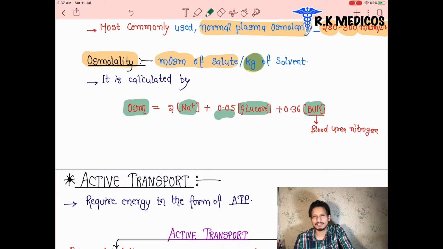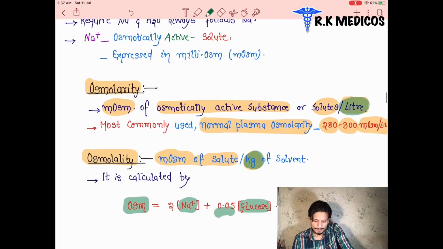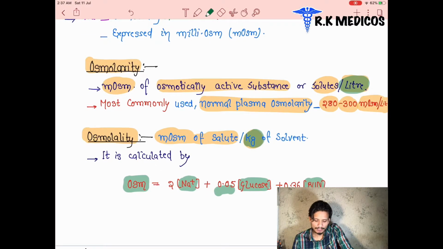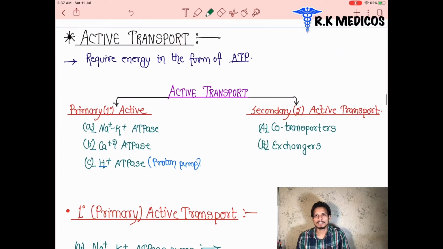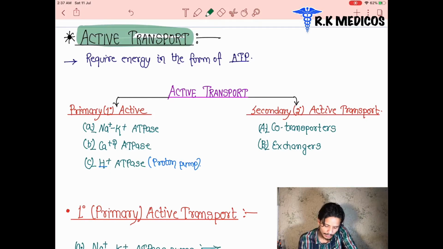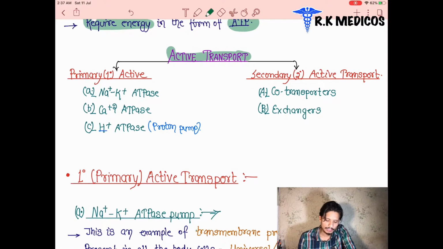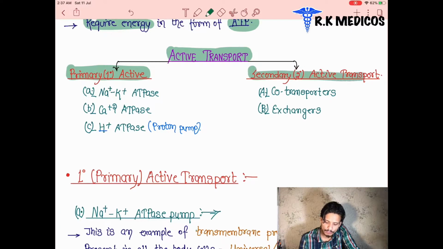This is all about the definition. We are not going to discuss the definitions or formulas in great depth. We are now going to discuss active transport. Passive transport is basically three types: simple diffusion, facilitated diffusion, and osmosis. After that we see active transport. Active transport simply means it requires energy in the form of ATP. It is divided on the basis of energy requirement into two types: primary active transport and secondary active transport.